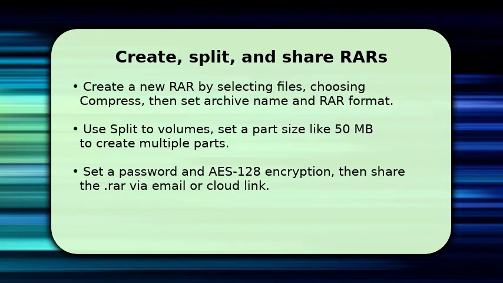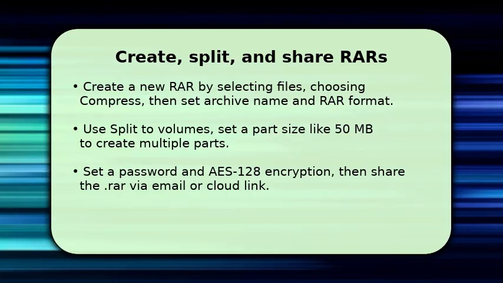Enter an archive name and select RAR format for best compression. Use split to volumes if you need parts for email or size limits. Set a part size such as 50 MB to produce multiple files like archive.part1.rar, archive.part2.rar.